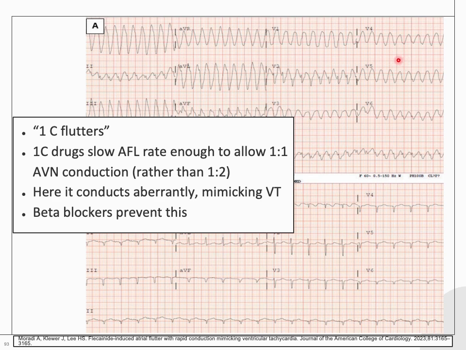Here we see a one-to-one flutter, which conducts aberrantly, so it's got a broad QRS and looks like it could be VT, when in fact it's not. When this patient is given a beta blocker, then it slows down and the QRS becomes narrow again.